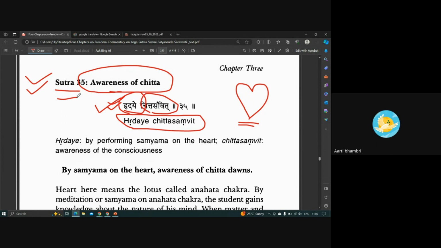Yes, the heart is the location of the soul, mind, and chitta. It is a symbol of love. That is why it is called the center point. When the yogi does Sanyama on the heart region, he gets the knowledge of the chitta, the nature of the chitta.